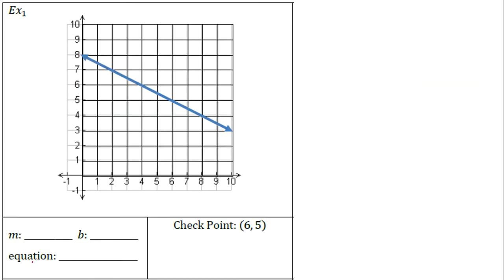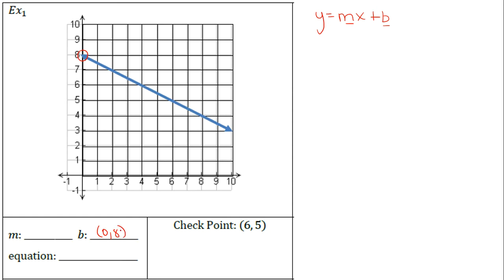Our first example is a graph. And remember, we're going to write it in slope-intercept form. y equals mx plus b. We can easily see on this graph where the line crosses the y-axis at (0, 8). So our y-intercept is a value of 8.